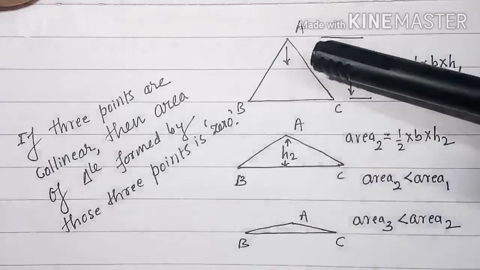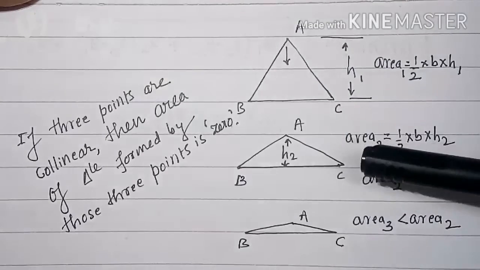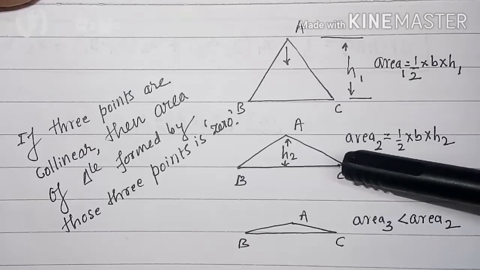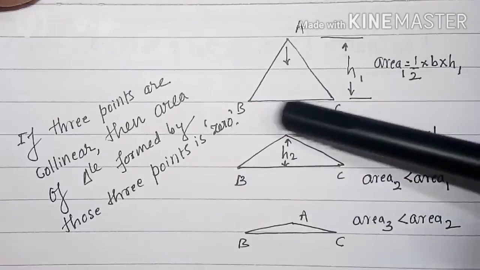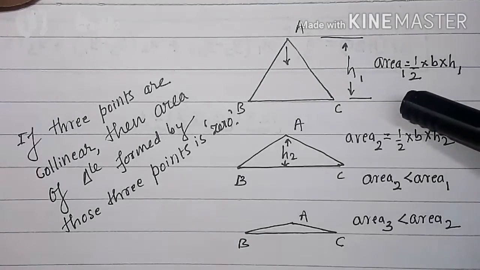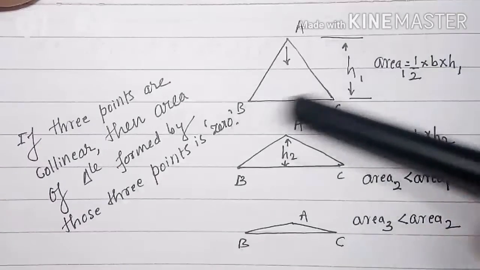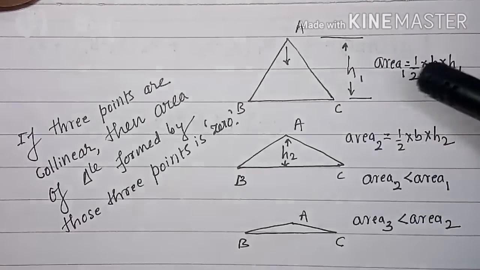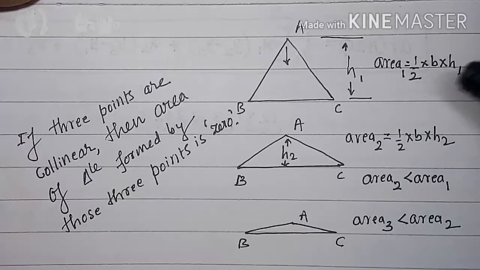Now let us consider triangle ABC whose altitude is h1 and the base is BC. Now area of triangle ABC here is, say, area A1 equal to half into b into h1.